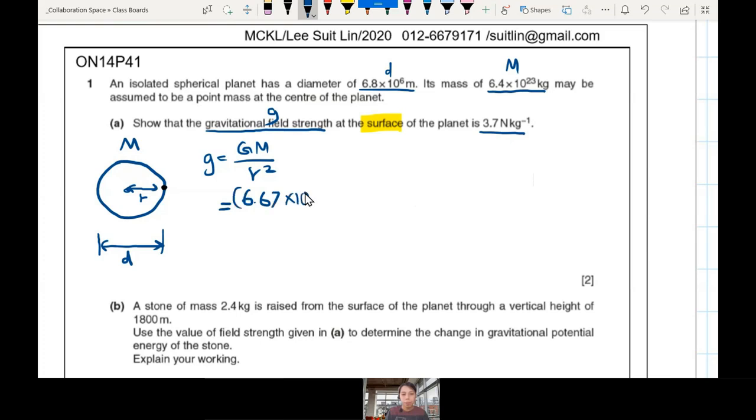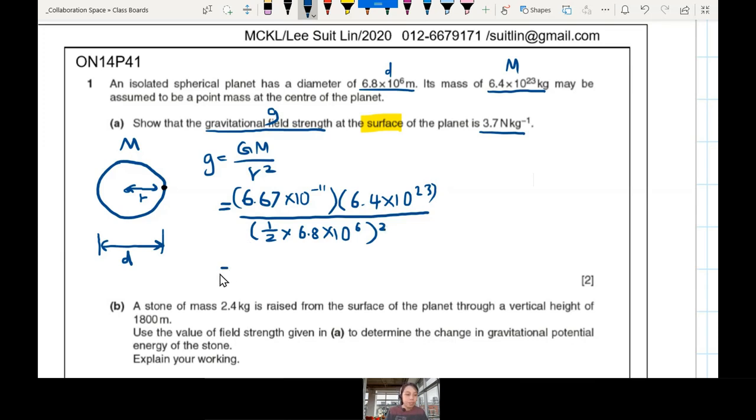6.67 times 10 to the negative 11, that's our constant. Mass, 6.4 times 10 to the 23, divided by radius. Just take half the diameter. Half diameter. Already in meters? Oh, so good, no need to convert. Very good. If you calculate, you should get about 3.69 Newton per kg.